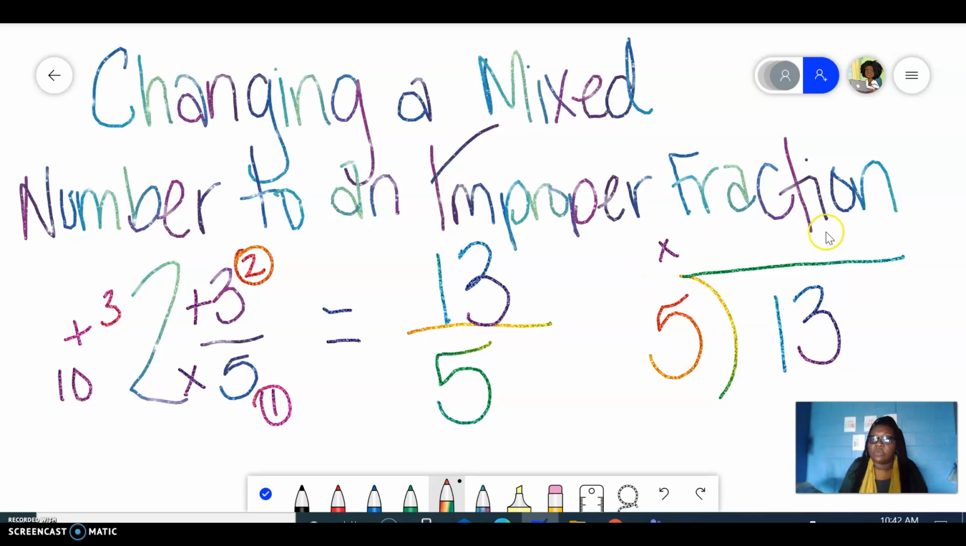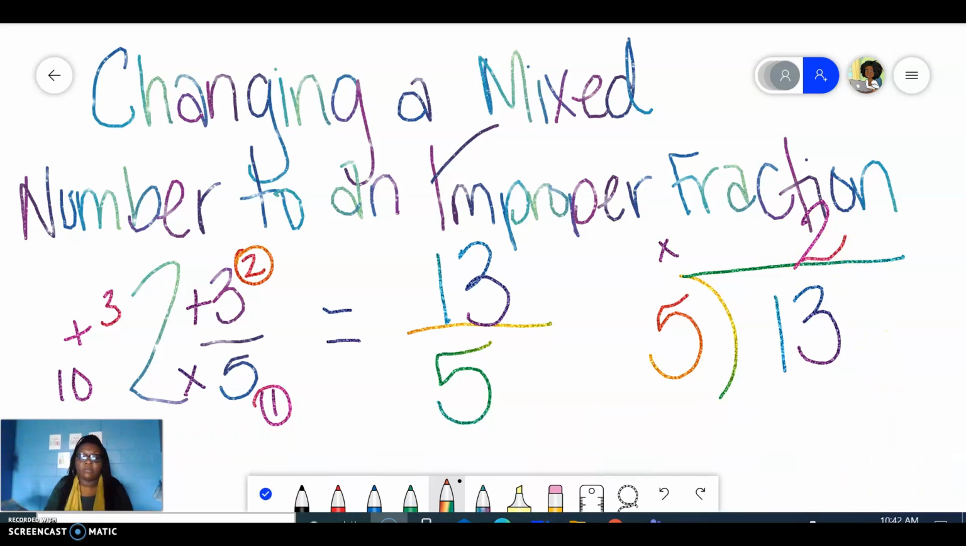5 times 2 is going to come closest to equaling 13 without going over. 5 times 2 is 10. I'll subtract, and my remainder here is 3. So 2 is my whole number, 3, my remainder, is my new numerator, and 5, my divisor, is my denominator.